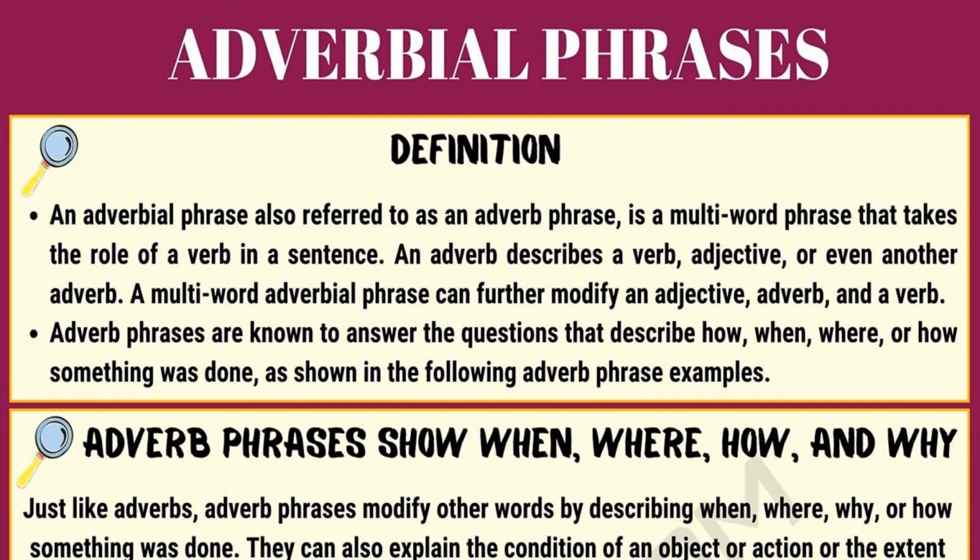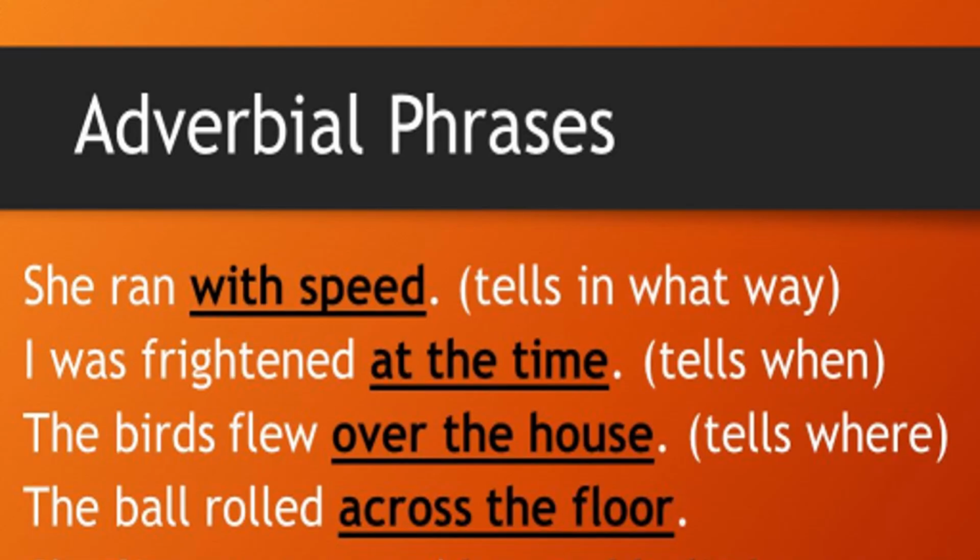Children, when we talk about adverbs, there also we talk about different kinds of adverbs. If you remember, adverb of manner, adverb of time, and so here also we will talk about how to identify the adverb phrases. Just like adverbs, adverb phrases modify other words by describing when, where, why, or how something was done. They can also explain the condition of an object or action or the extent. Alright, let's see some examples of adverbial phrases.